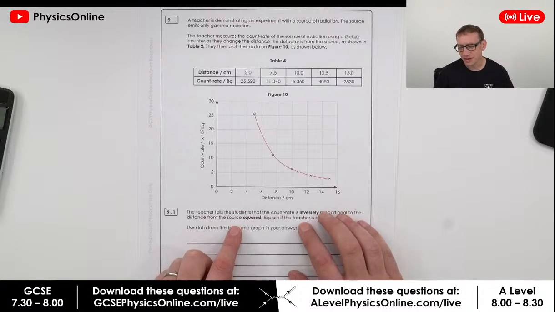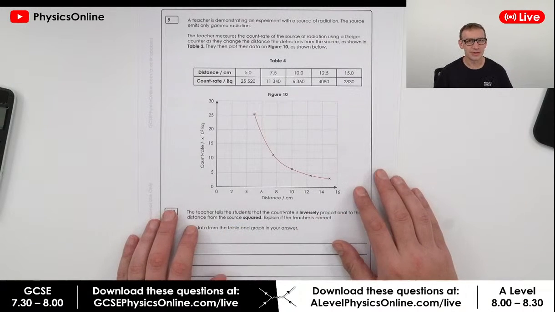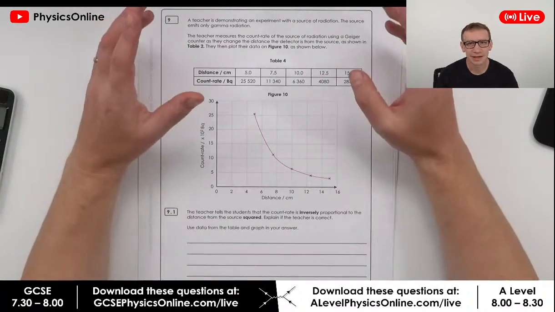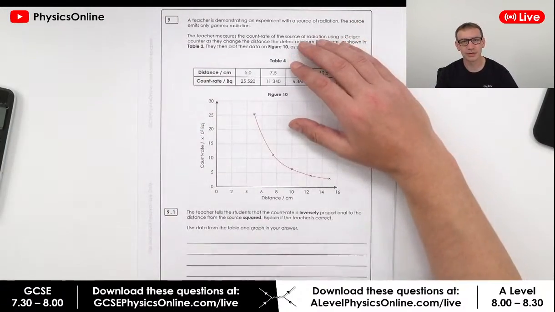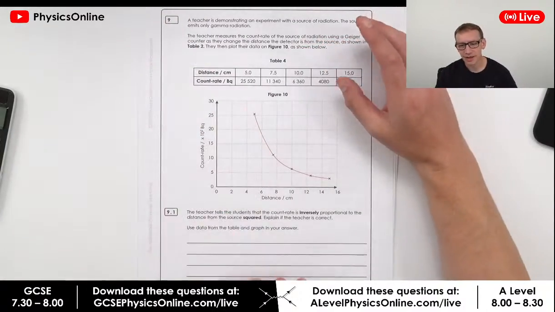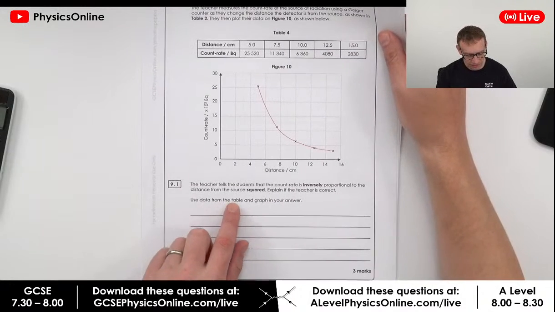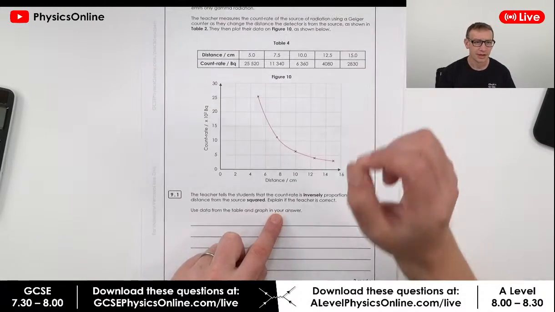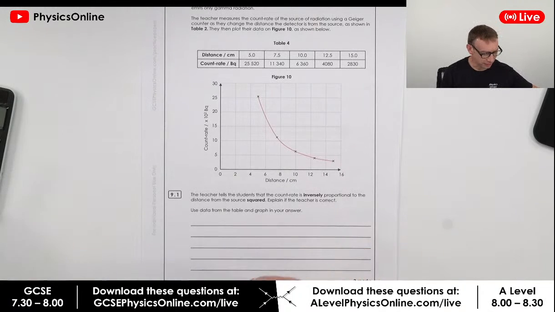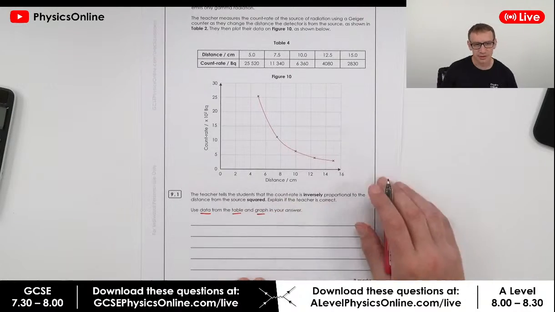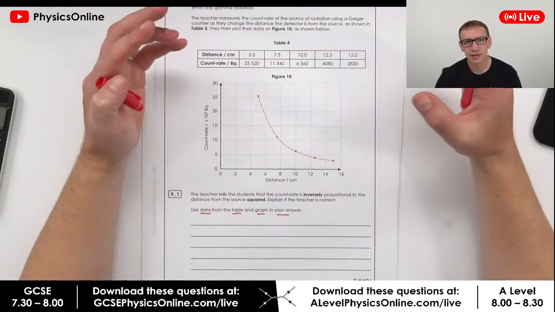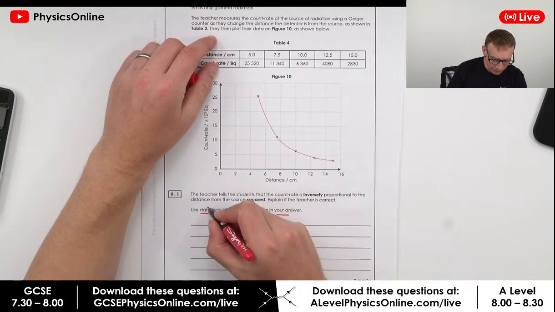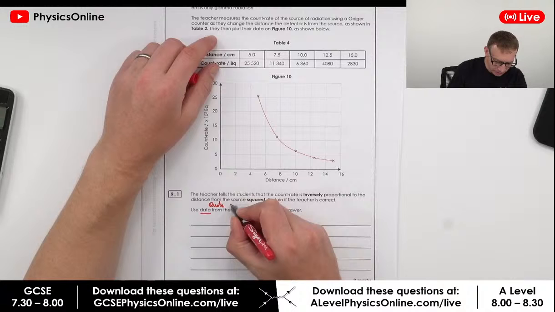Now, I would say that this is a very, very difficult GCSE style question. If you are an A-level student, you'll realise that this is a 1 over r squared relationship, which you might investigate in year 13 looking at gamma. Use data from the table and the graph in your answer. It's not good enough just stating a sentence, you need to quote some numbers. If we're talking about data, that means we need to quote numbers.